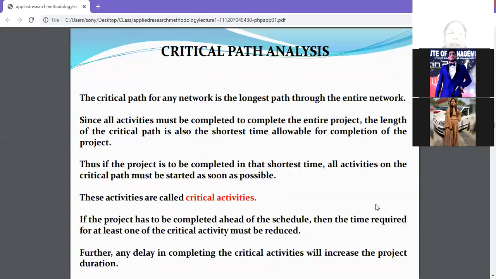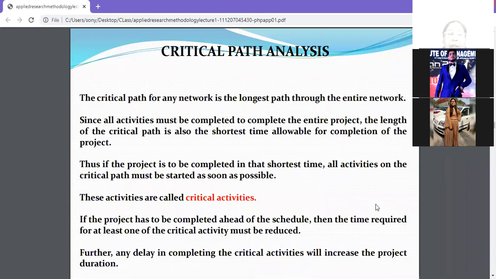So critical path, all the activities are called critical activities for the critical path. So what we need to do is find the critical path for the network, which means the longest path through the entire network. The length of the critical path is also the shortest time allowable for completion of the project. Okay, that means that this is the time which is also called duration of the project. All the activities on the critical path are called critical activities. उनको करना जरूरी होता है, वो सारी activities important होती हैं.